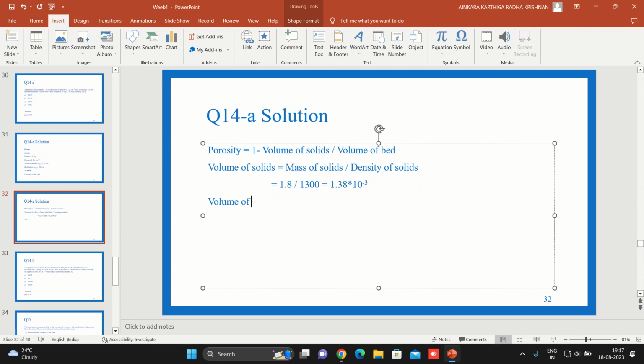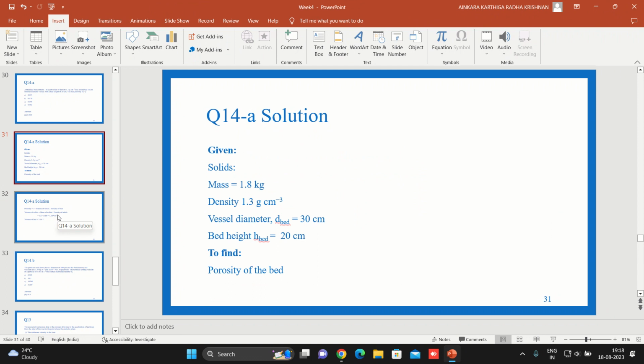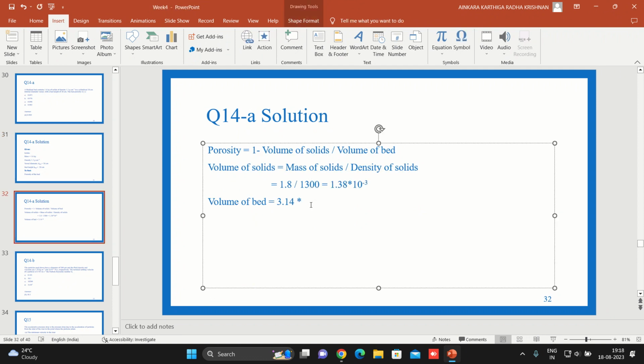Volume of bed. This is a cylindrical column, so it is 3.14 into the radius, 30 centimeter diameter, so it is 0.15 meter radius, into 20 centimeter, that is 0.2. What does it give? 3.14 into 0.15 square into 0.2, 0.01413 meter cube.